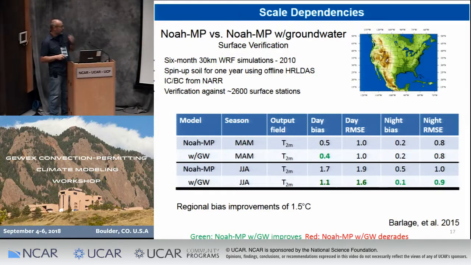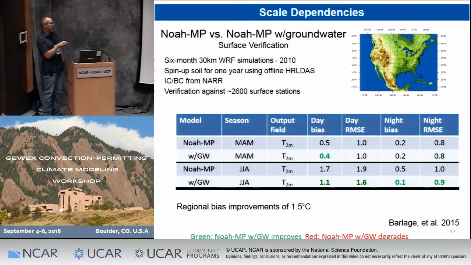Now, when we put this groundwater model into the system, maybe 3 years ago, I wrote a paper in 2015 where we looked at a similar sort of approach. These were 30 kilometer simulations, and we did them over a normal year, a wet year and a dry year, just to see how the model would perform. This is our domain. Again, it's a coarse resolution. And we compared against a lot of surface stations, so we were looking at temperature results as well.